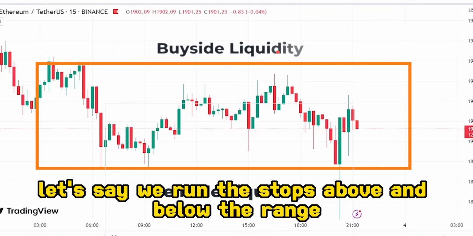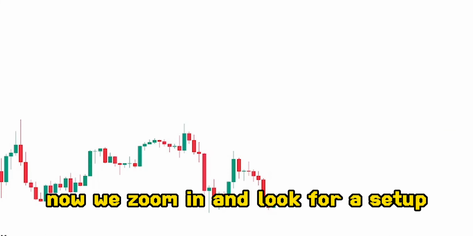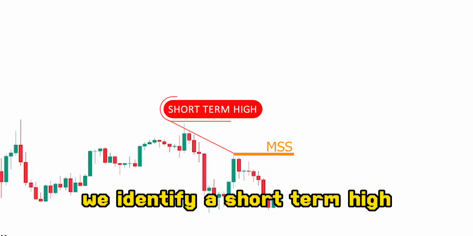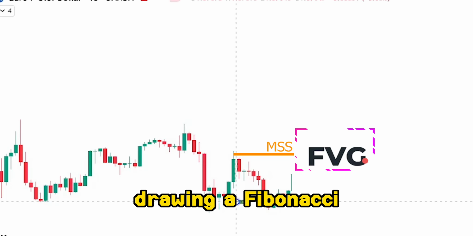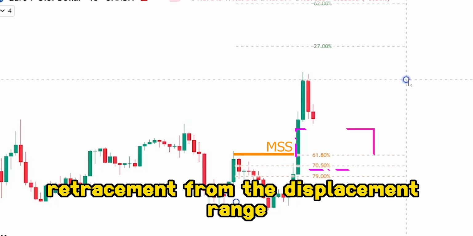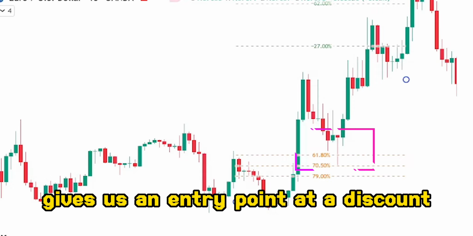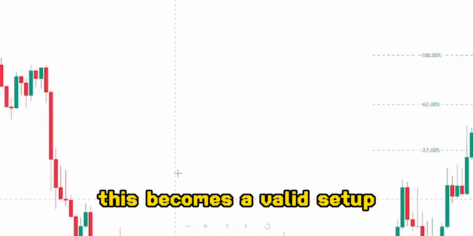Let's say we run the stops above and below the range. Now, we zoom in and look for a setup. We identify a short-term high, run it, and observe a fair value gap. Drawing a Fibonacci retracement from the displacement range gives us an entry point at a discount. This becomes a valid setup.